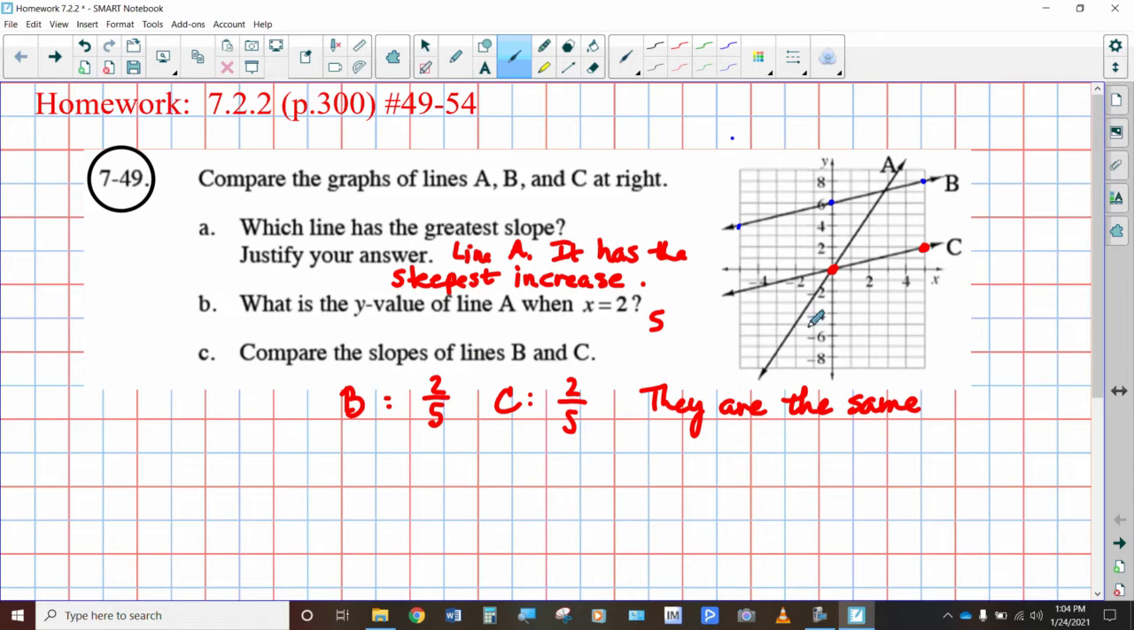And that literally means that those two lines are parallel to each other, because two lines that are parallel to each other will have the exact same slope.